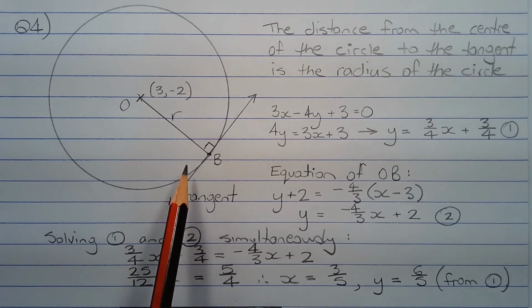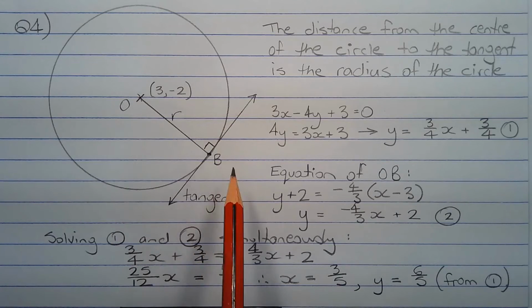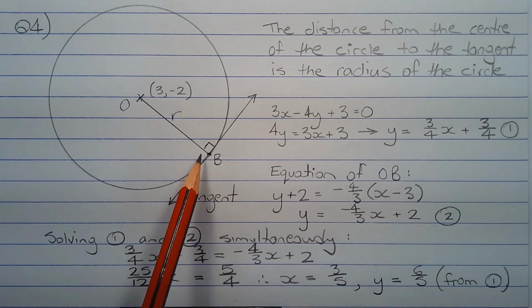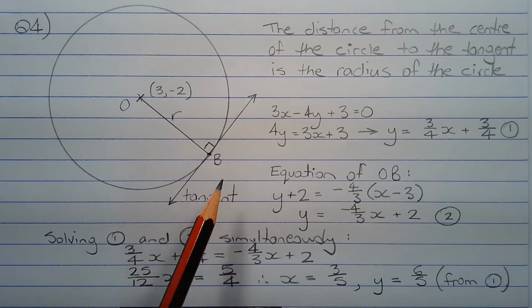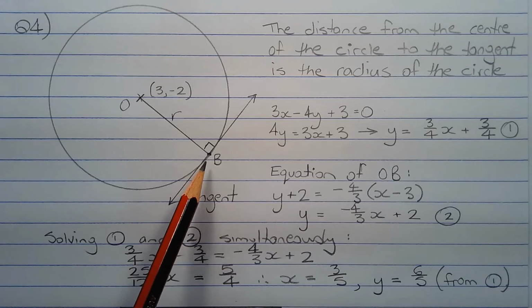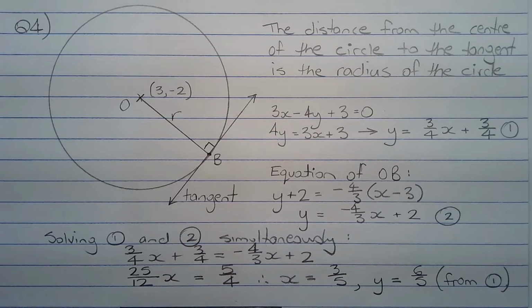Now, the radius is 90 degrees to the tangent, or perpendicular to the tangent. So we need the gradient of the tangent, find the negative reciprocal to find the gradient of the radius, find the equation of the radius, find the point of intersection of the radius with the tangent, in other words this point B, and then use the coordinates of point B and point O to find the radius of this circle. Then we can determine the equation of this circle.